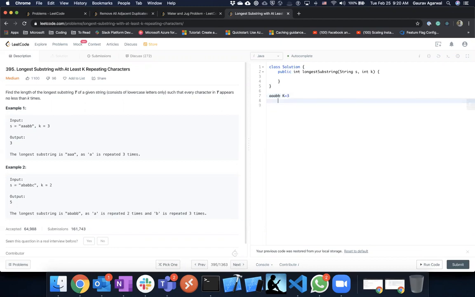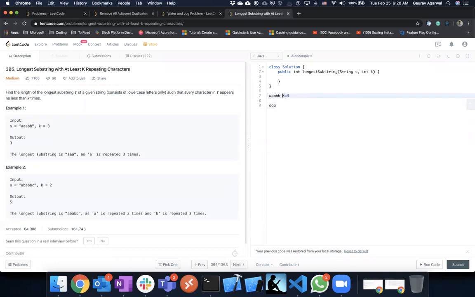So we need to find a substring in AAABB which has at least k repeating characters. The solution here is AAA. We cannot include the B's because their count is less than k.